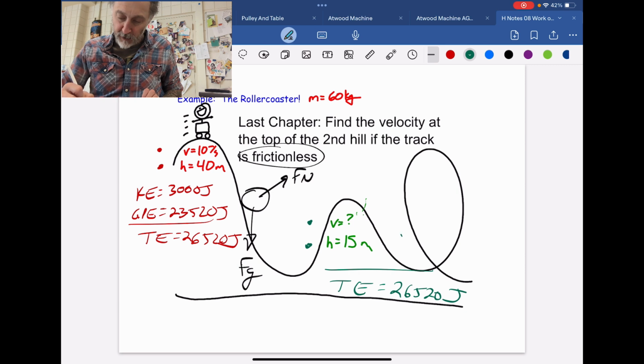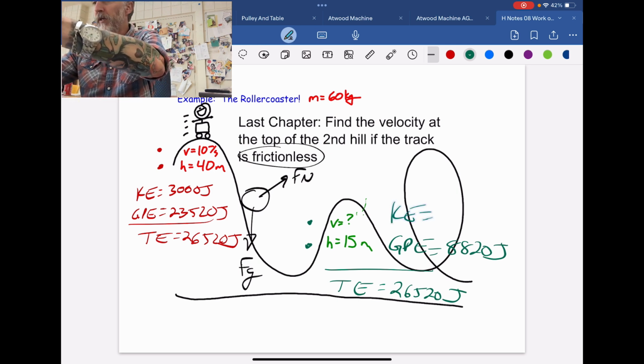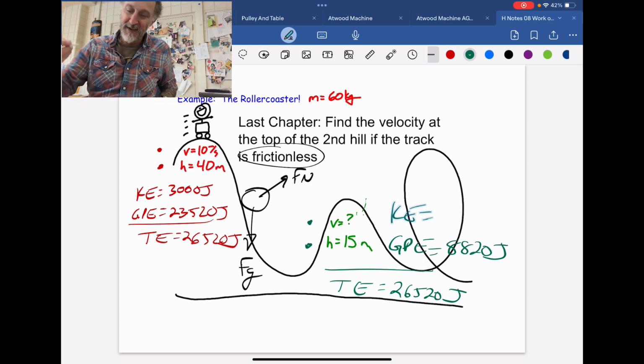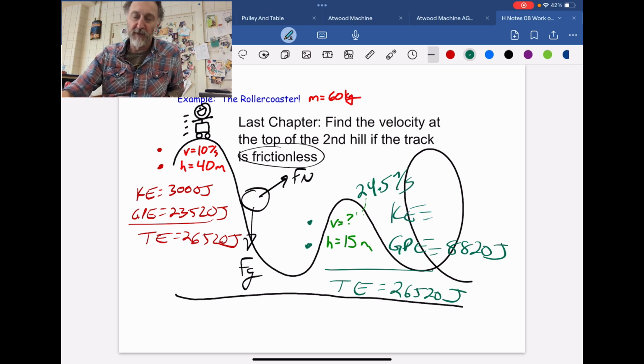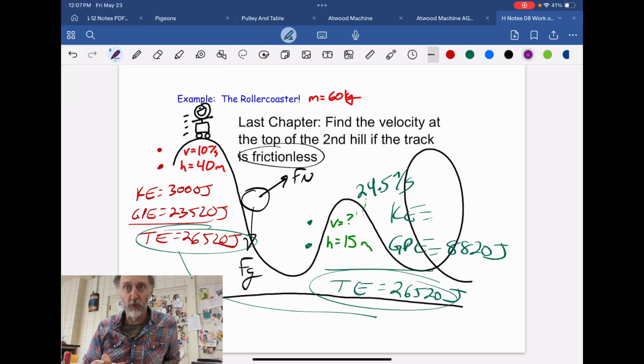My GPE here, if you figure it out, turns out to be 8820 joules, which means the kinetic energy must be the difference. You can find that kinetic energy and then use it to find the velocity, and it turns out to be 24.5 meters a second, okay? But that's all review, and you've done that, right? But again, the reason that these two total energies here are equal is because our non-conservative forces didn't do work, all right? And so the question is, what happens if our non-conservative forces do work?